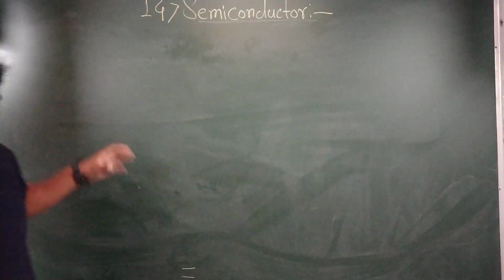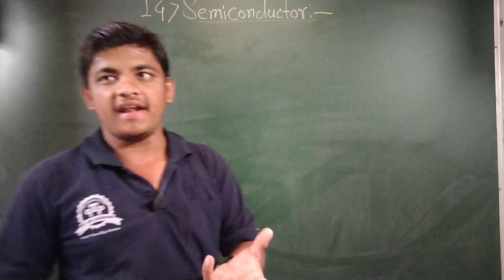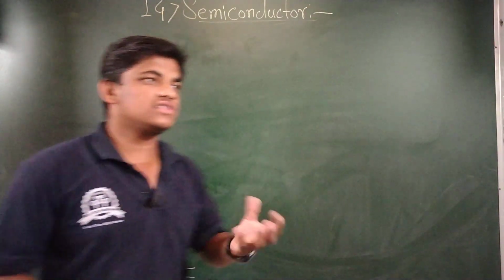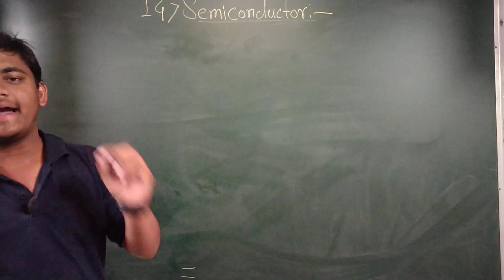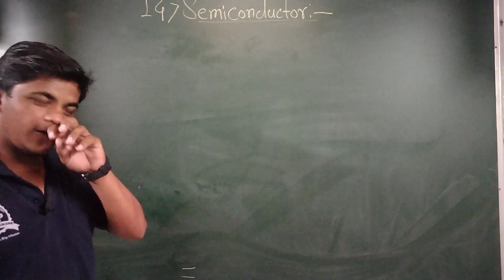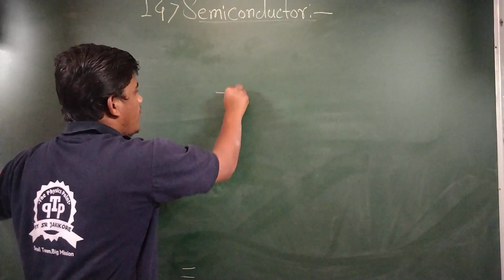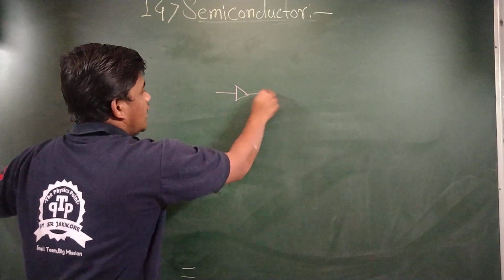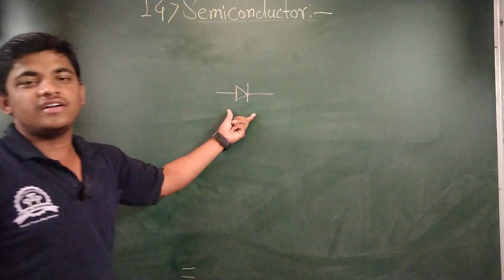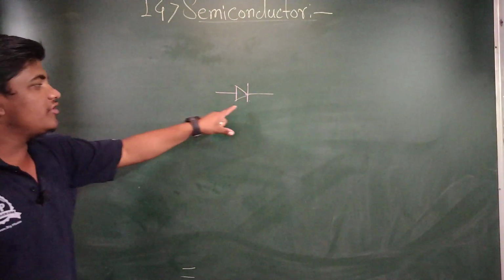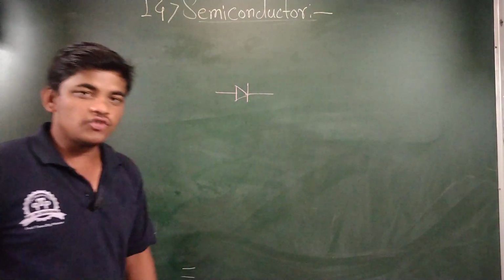PN junction diode means a PN junction provided with metallic connectors, and this is called a PN junction diode. The symbolic representation of the PN junction diode will be like this. This is the PN junction diode. This side is positive and the other one is negative.